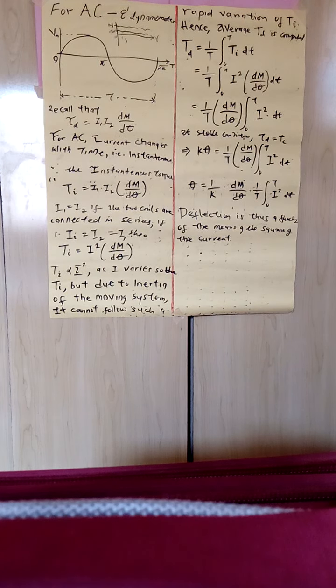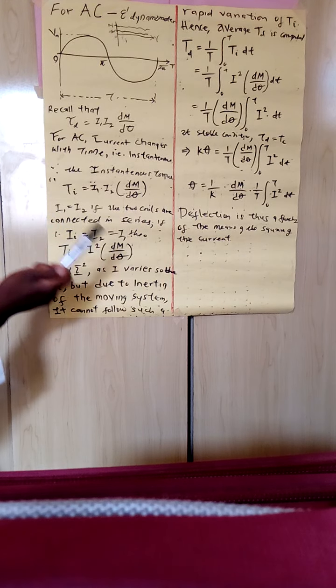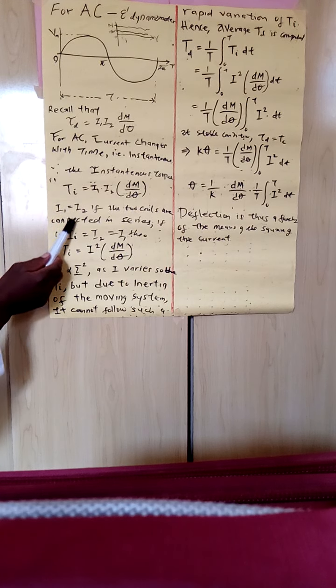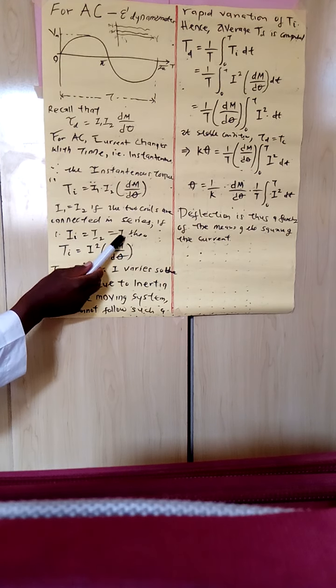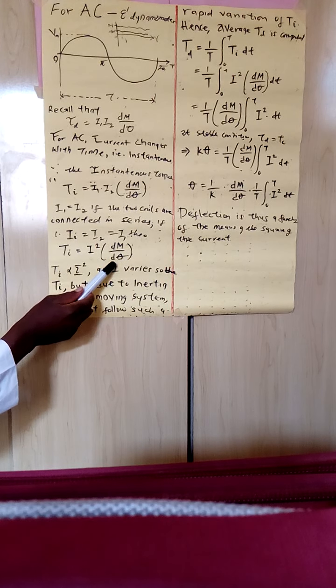Now assuming that the coils are connected in series, it is very obvious that the current that will flow through the coils will be equal. So the currents through the coils, I1 and I2, you can refer to that diagram in our last class, our yesterday class. I1 equals I2, and if we say that is equal to I, then that makes our instantaneous torque equal to I squared dM/dθ.